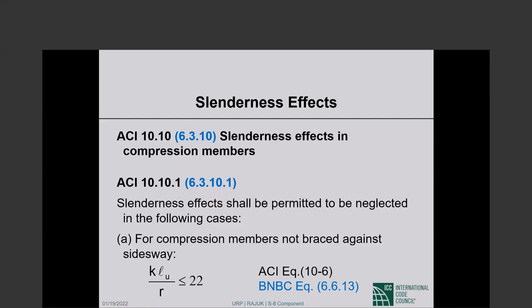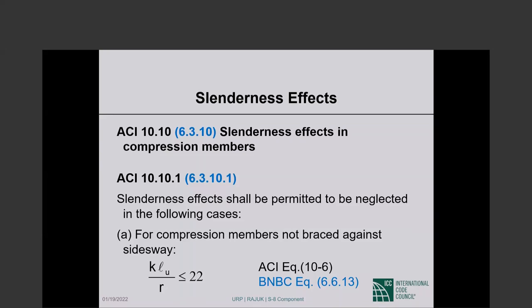K is the effective length factor that we'll talk about. L sub u is the unsupported column height. r is the radius of gyration, which is the square root of I over A, moment of inertia divided by the cross-sectional area. So K is the effective length factor, L_u unsupported height, r radius of gyration. If it is not braced against side sway, then the limit is KL_u over r less than or equal to 22.